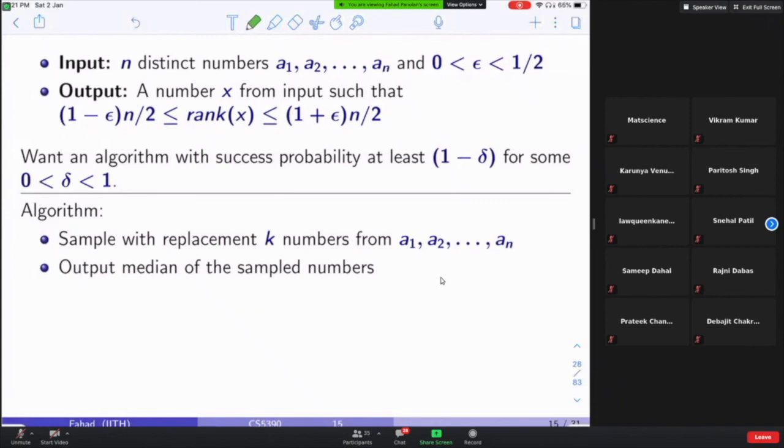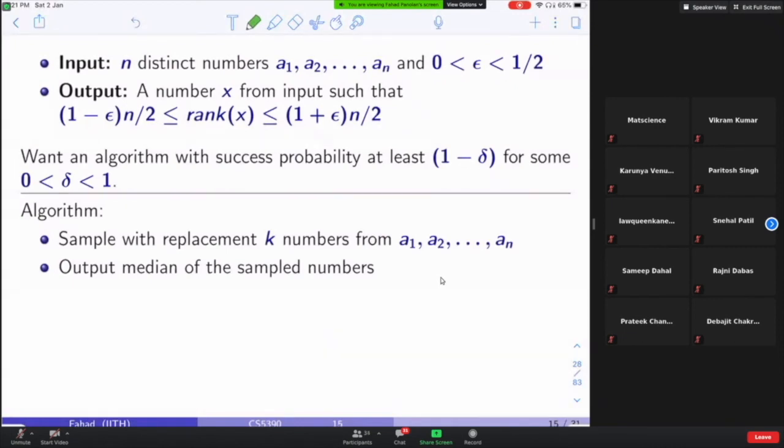Are epsilon and delta related? No, they are not related. You can specify epsilon and delta independently. There is no relation. You can choose epsilon to be 1 by 100 and delta to be 1 by 1000. It doesn't matter.